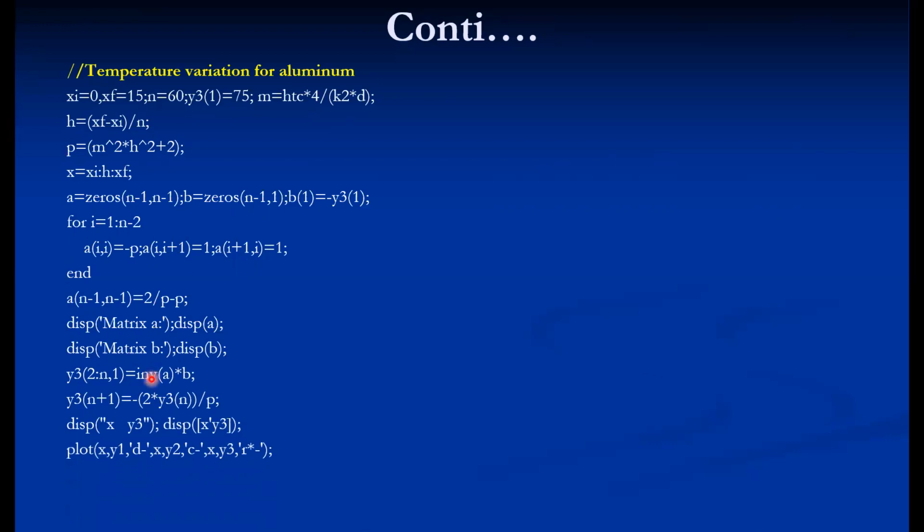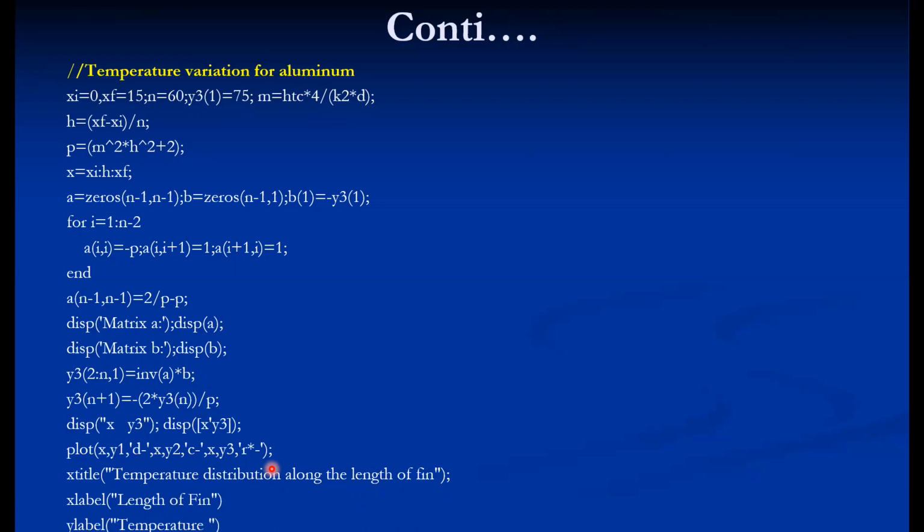And finally we can take a plot of X versus Y1, that is for copper, and we use the marker. X is the distance from the base, that is the length of the fin, we can say. And Y we can say is theta, that is the temperature difference. So Y1 is the temperature difference for copper, Y2 for steel, Y3 for aluminum. And these are the markers used. Then we can write the title by using the xtitle command, write the label. X label is length of the fin, Y label is temperature difference.